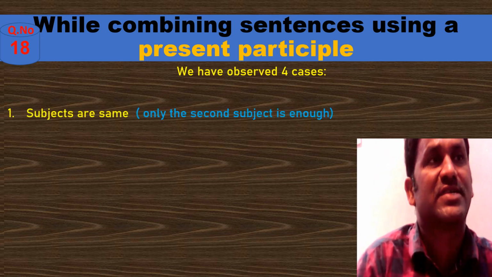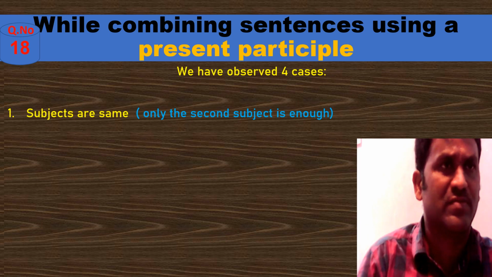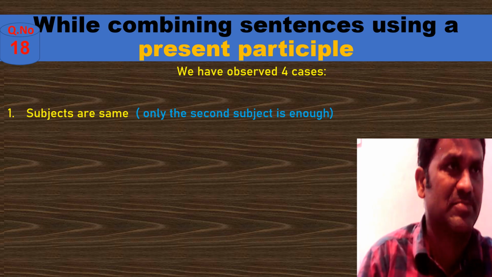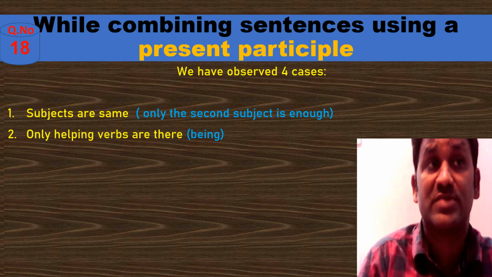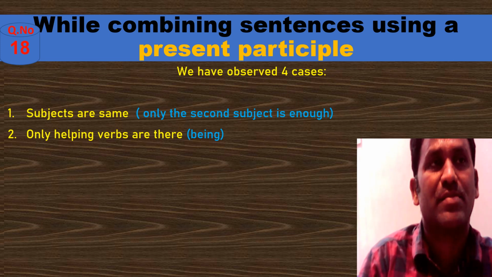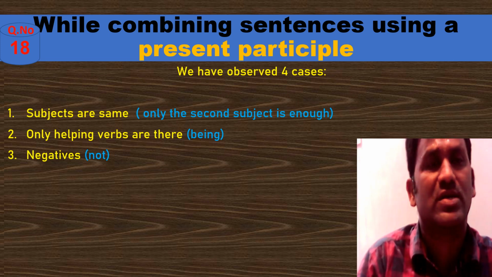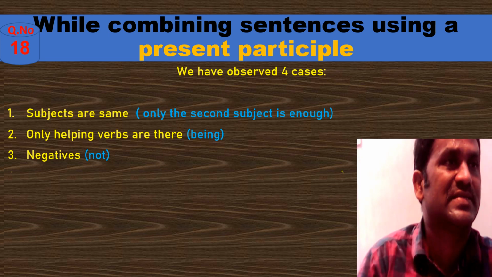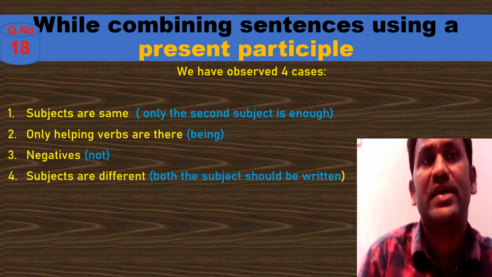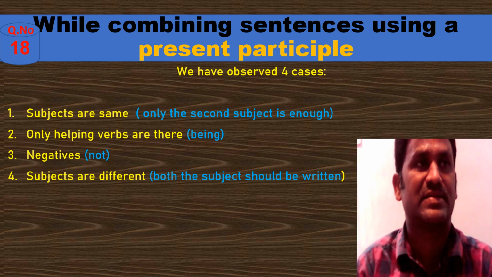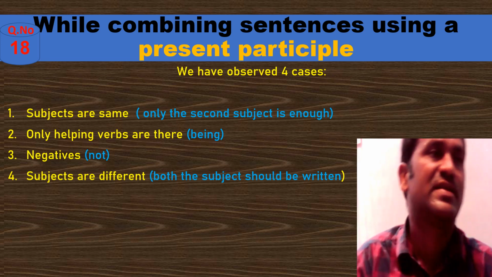The first one is subjects are same, right? Then what happens? The second subject is not needed. First one is removed, the second is taken. Second one, if only helping verb comes, helping verbs are there, we use being. Is, am, are, was, were, we use being. In third case, if negative is there, not, we put it at the beginning of the sentence. If the subjects are different, both the subjects should be written. Okay. So these are the 4 cases we have observed in the previous 10 sentences.